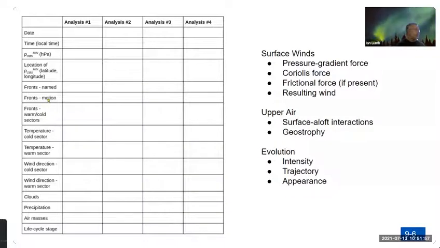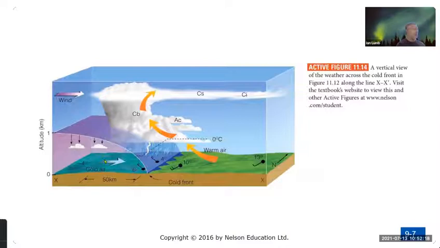So I've talked about the different types of fronts. I've said a little bit about the fact that fronts move. We've talked about the sectors, the fact that temperatures are different in the various sectors, and wind directions are different in each of the sectors. We've said a little bit about air masses. Let's talk a little bit about clouds.